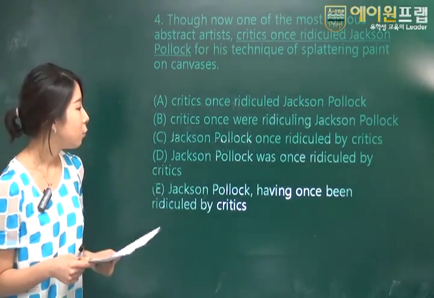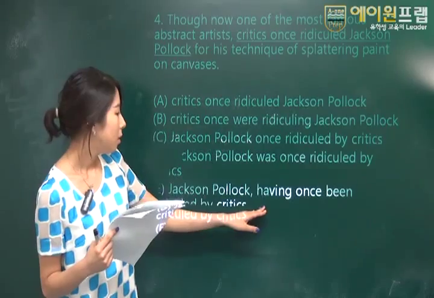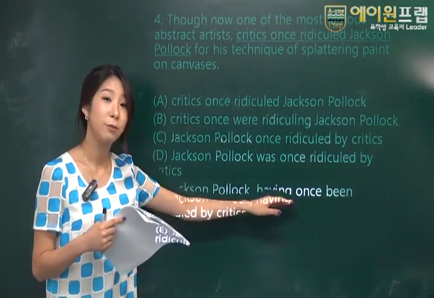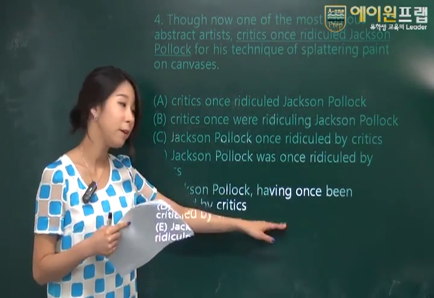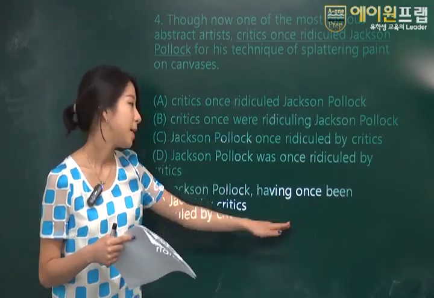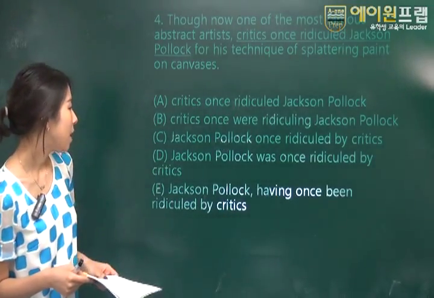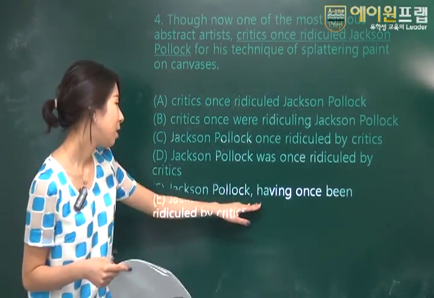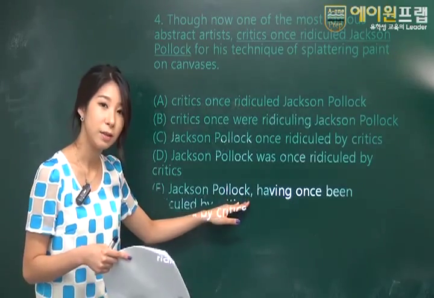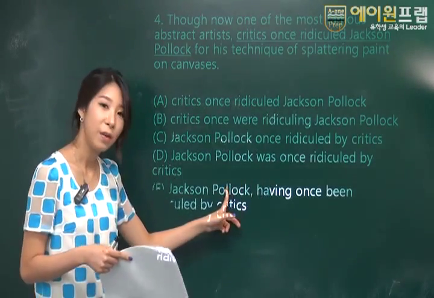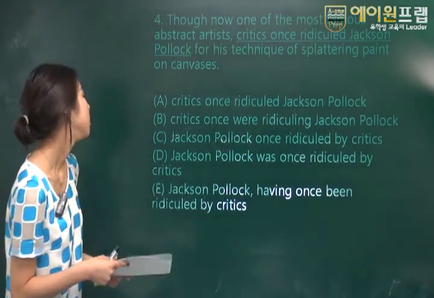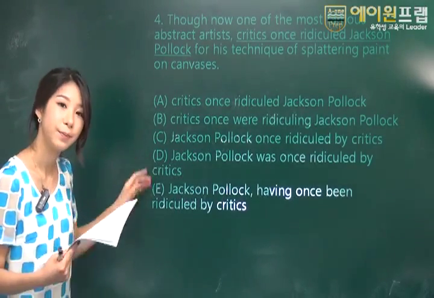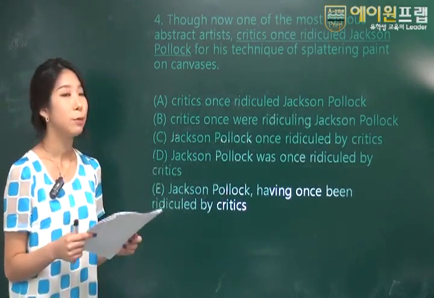Having once been. So, having here, it's a participle. It's not a verb, it's a verb form made from the verb to have by putting an ing here, but it's not a verb, right? It's modifying Jackson Pollock, right? But it doesn't tell us what he is doing. It's just modifying it, being an adjective, right? So, that's why E is not the answer, and D is the best answer. So, that was question number 4.